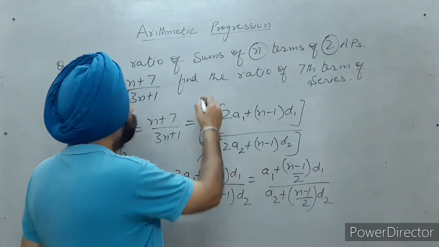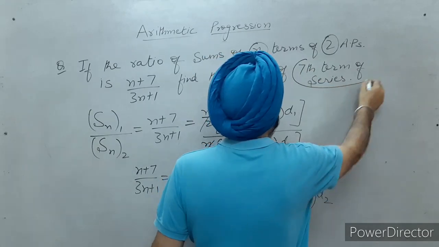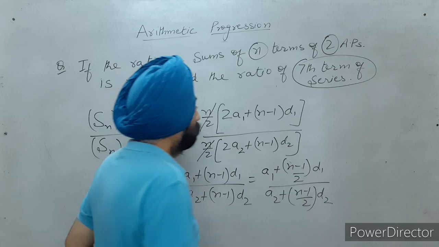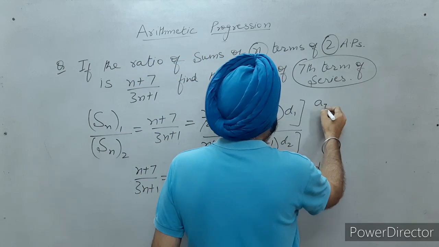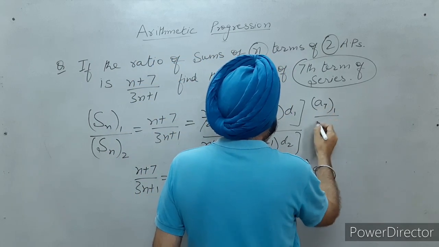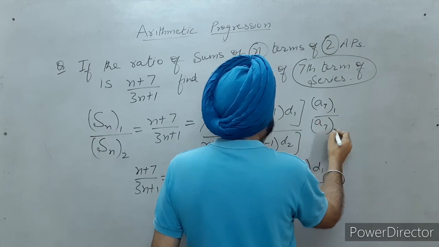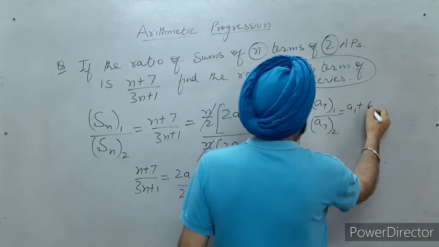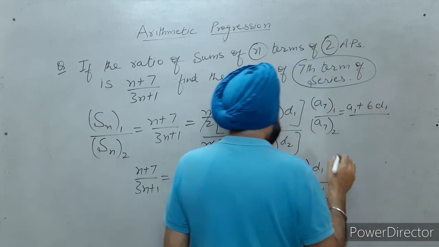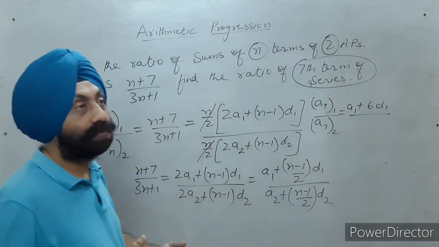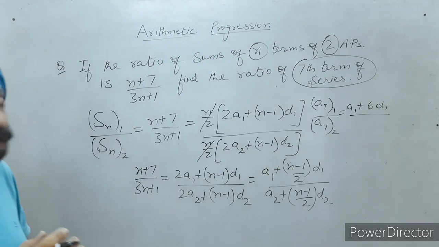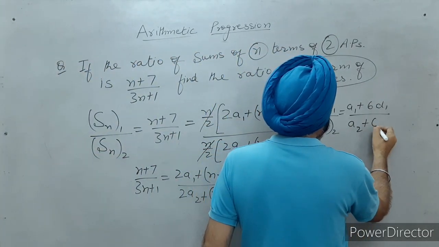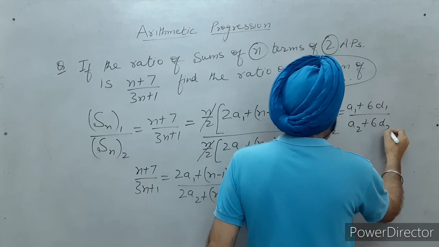What I have to find is the ratio of the seventh term of the two APs. Now the seventh term of the first AP, the seventh term of the second AP. This is a1 plus 6 d1. I have used the formula nth term equals a plus n minus 1 into d. The seventh term of the second is a2 plus 6 d2.